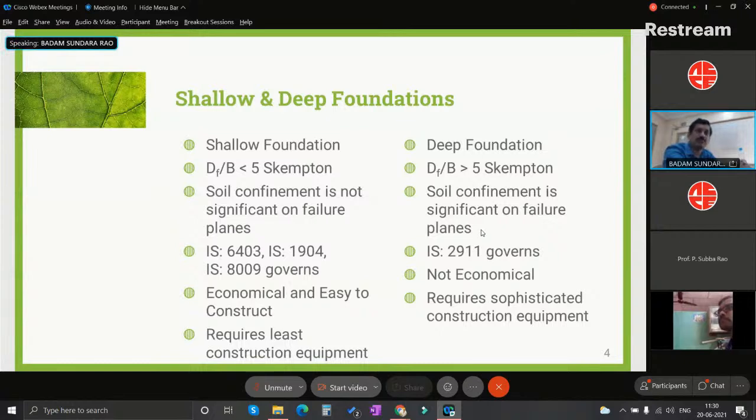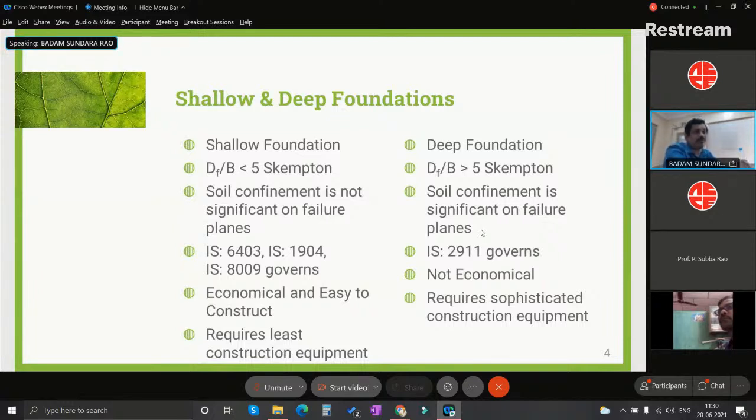IS 2911 Part 1 Section 2 is pertinent to bored cast-in-situ piles, which are mostly what we use in practical cases. And also for the bored precast piles, we have different codes. For under-reamed piles, we have 2911 Part 3. And for testing altogether, we have IS 2911 Part 4. These are the codes and differentiation from the design point of view.